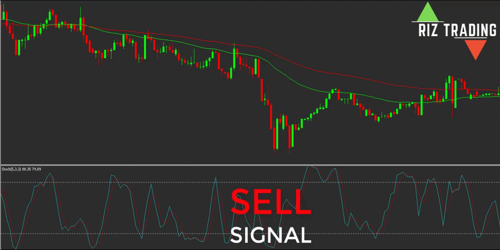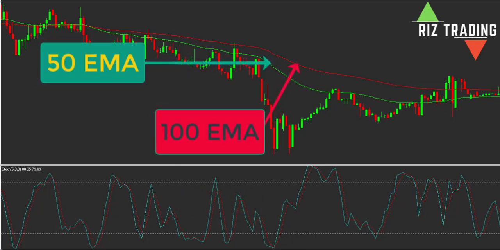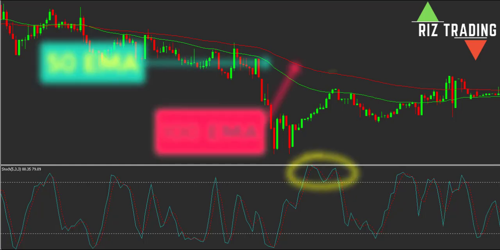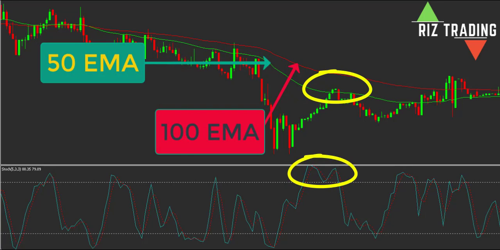Sell signal. In order to place the sell trade, the first EMA 50 should be positioned below the second EMA 100. After this, you have to wait until the price comes back to the moving averages. The stochastic oscillator is utilized to cross over the 80 level from above. As soon as all items are in place, you may open a short or sell order without any hesitation.